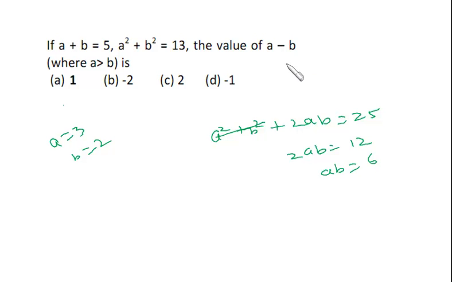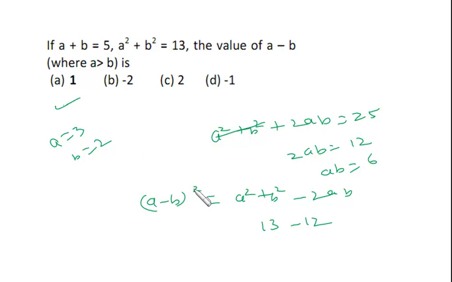Now you want a minus b. So what you do is a minus b whole square, that is a square plus b square minus 2ab. So you know a square plus b square, that is 13 minus 2ab, that is 12. So a minus b whole square is 1, that means a minus b is equal to 1. So this is how you can do. If you are able to find out the values of a and b just by looking at the question, then just go this way. Otherwise, this is the proper way of doing the problem, right?